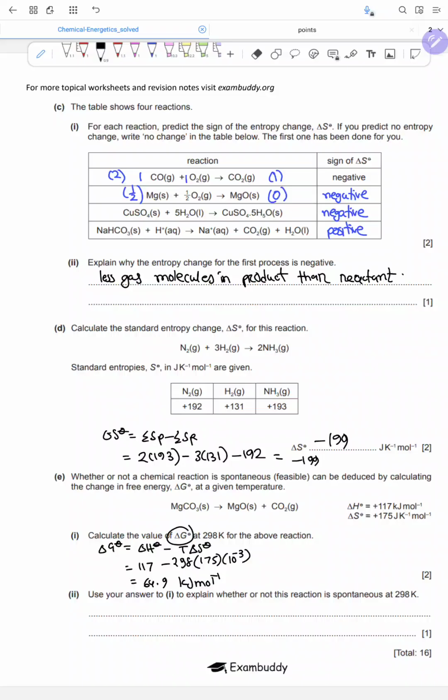Alright, now this is an interesting question, because as you can see this free energy is positive, hence not feasible.